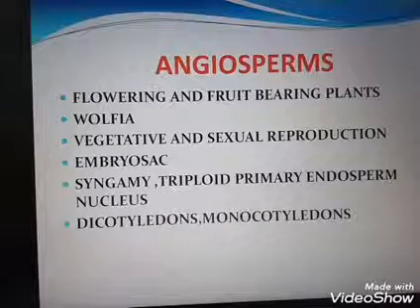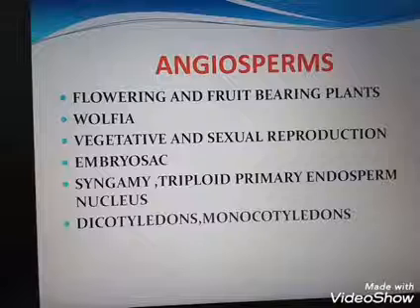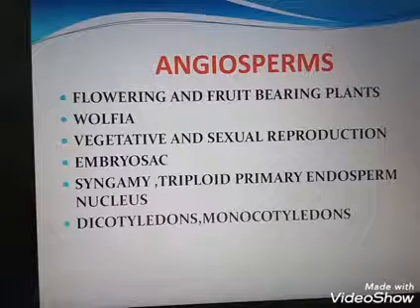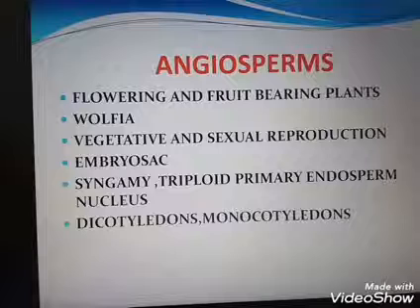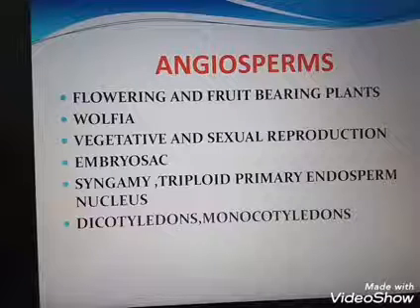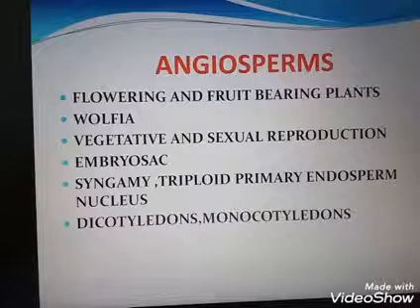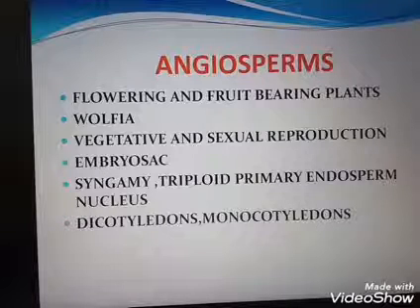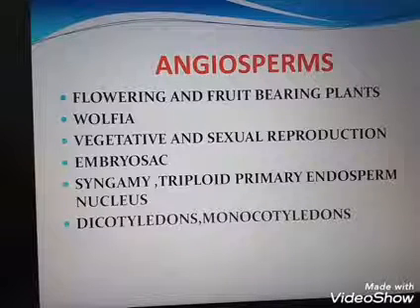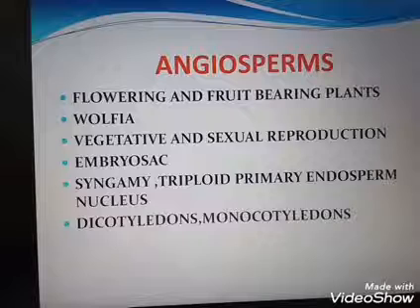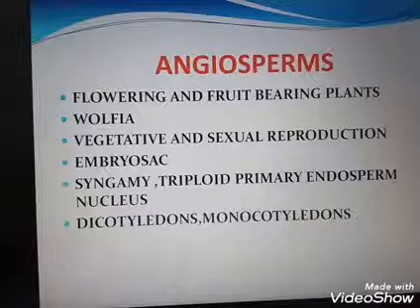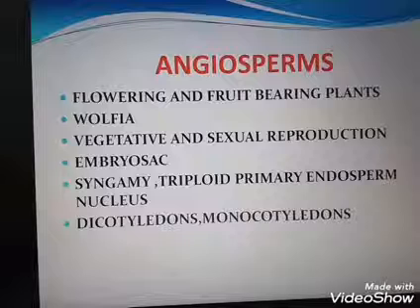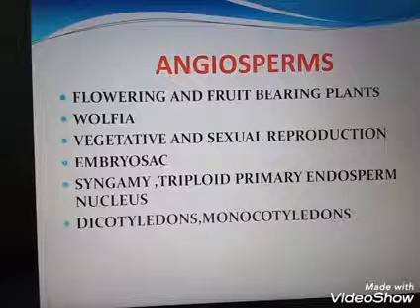Today we are discussing a new topic, angiosperms. It's a part of the plant kingdom. The plant kingdom is classified into two types, cryptogams and phanerogams. Cryptogams include Thallophyta, Bryophyta and Pteridophyta. Phanerogams include gymnosperms and the angiosperms. So here we are discussing the topic angiosperms.